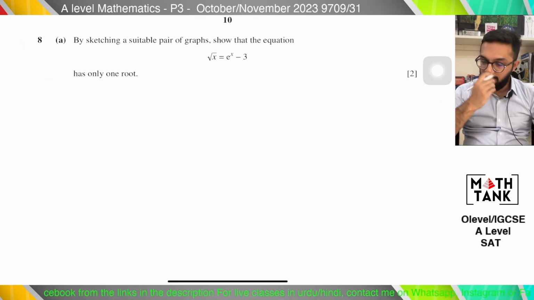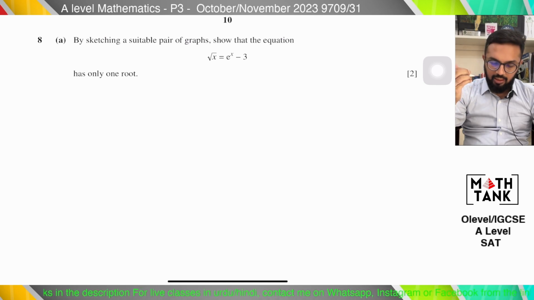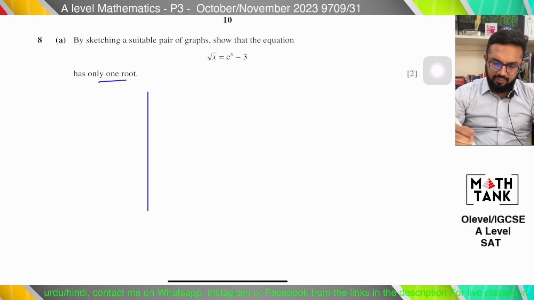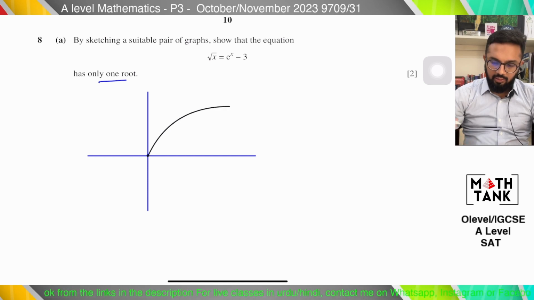Okay, by sketching a suitable pair of graphs, show that the equation has only one root. So the graph of root x looks like this. It starts from 0 and it goes like that. Let's mark 1, 2, 3, 4. At 4, it's at 2. So let's say that's 2.